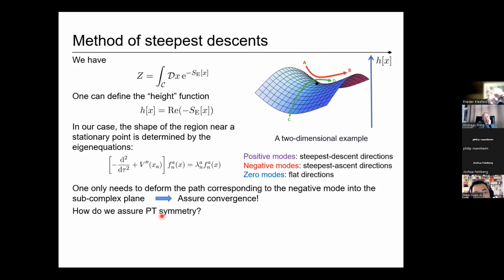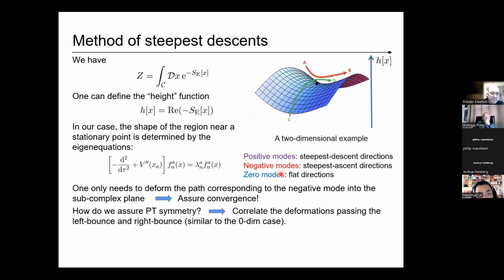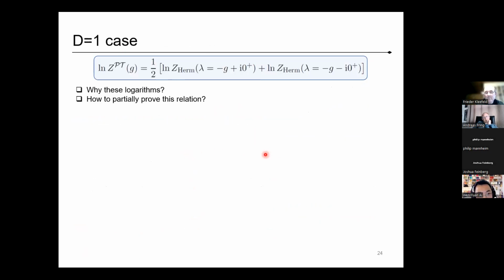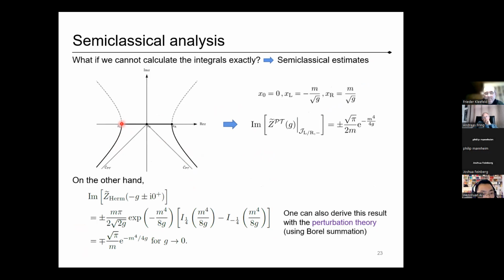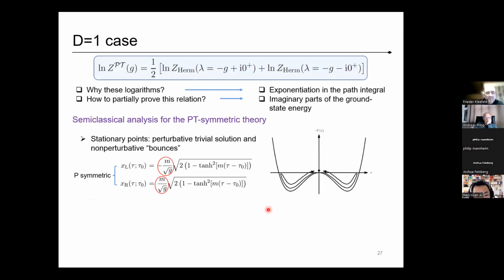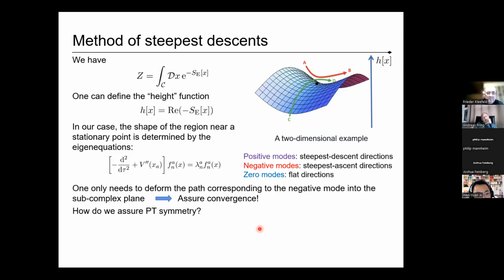Another question is, how do we ensure PT symmetry? The answer is that we should correlate the deformations passing the left-type bounces and the right-type bounces. This is similar to this picture. When you deform the contour passing the left bounces into the lower complex plane, you must also deform the contour passing the right bounces into the lower complex plane. Of course, we don't have the same complex plane for the one-dimensional case, but you have to deform in the same direction. I mean, the same lower complex plane. This way we can ensure PT symmetry.